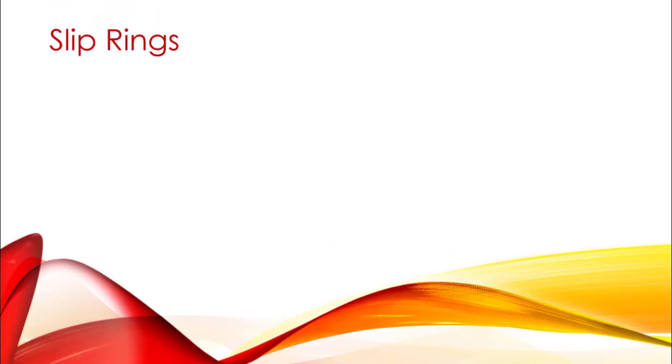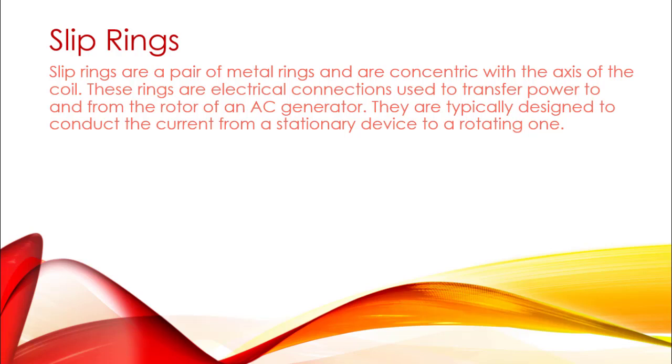Slip rings are metal rings used to rotate the armature constantly with uniform angular velocity without disturbing the output circuit. These rings are concentric with the axis of the armature and rotate with it. One end of the armature is connected with one ring, suppose we name it R, and the other end is attached with the other ring, say R'. These rings transfer power from the rotor of an AC generator.